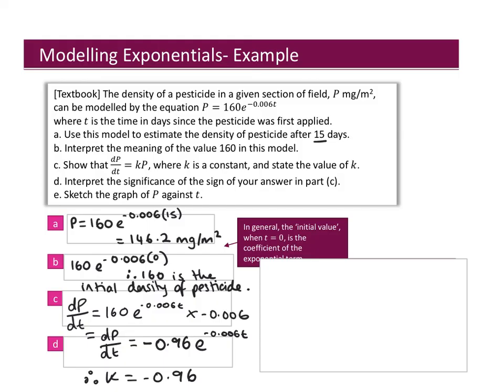No, it doesn't. Sorry, I've read that question wrong. It wants kP. Our P is actually this whole thing here. So what do I need to multiply this by? The minus 0.96.